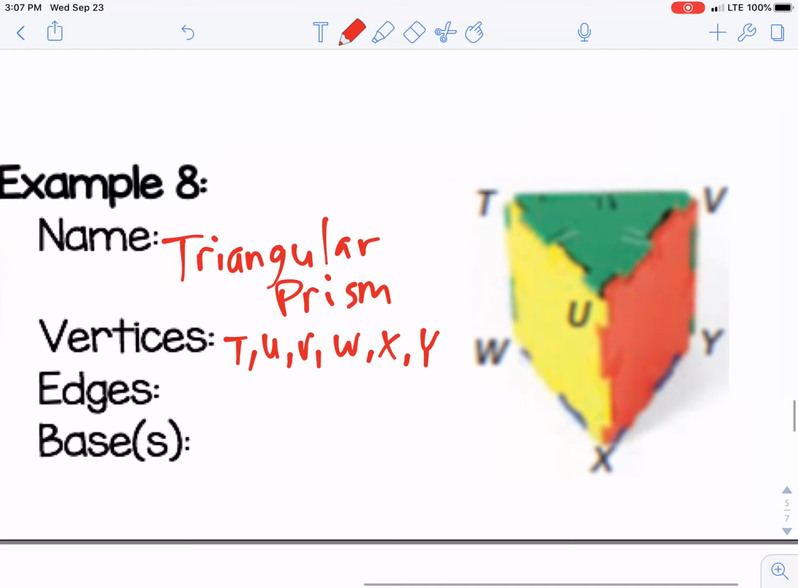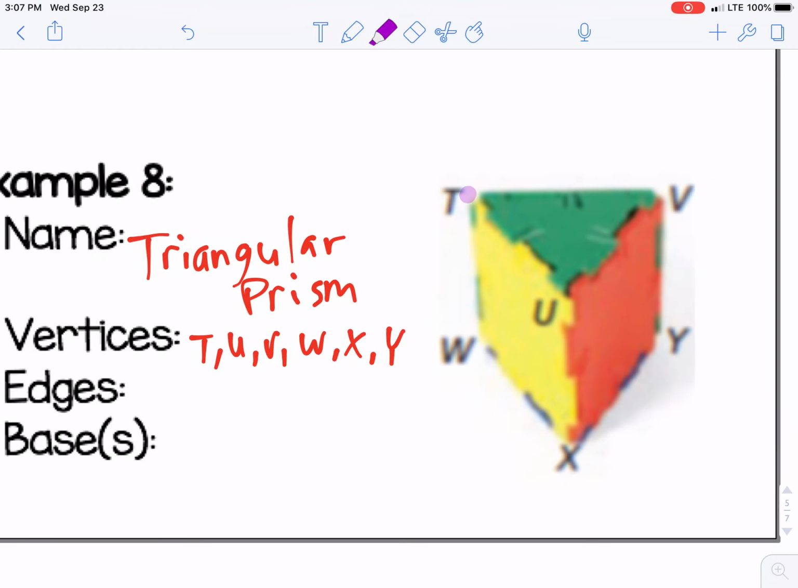Edges, got to name all the edges. So TV, VU, TU. And you guys can write all these out. I am not going to write them out right now. You can. WX, XY, YW, and then TW, UX, VY. Don't tell me the number. I want you to tell me the name. Okay? And then the bases.